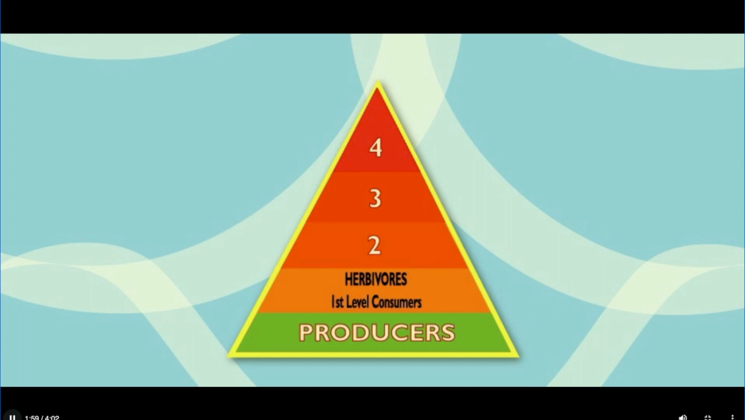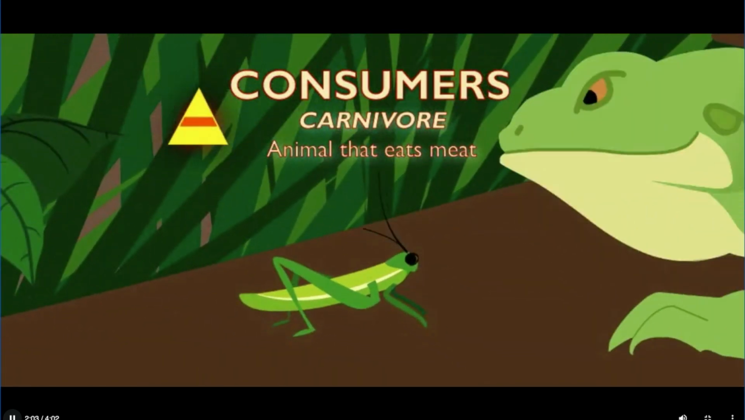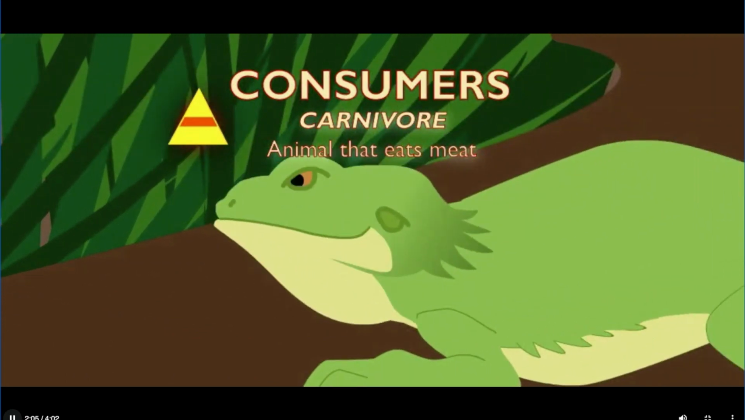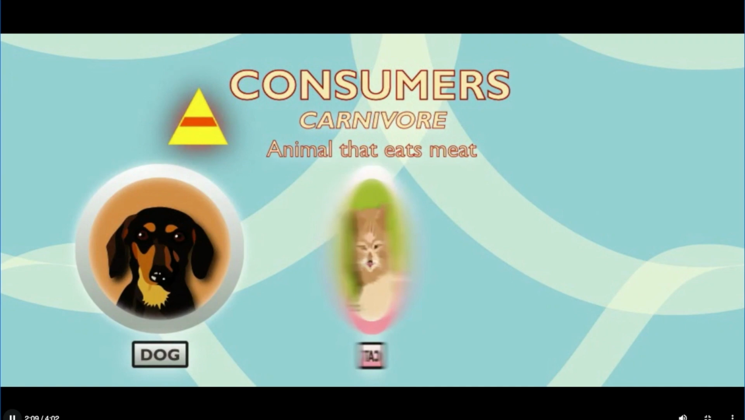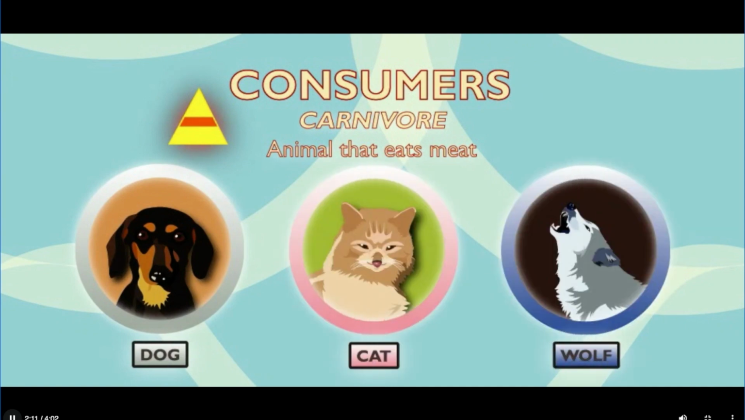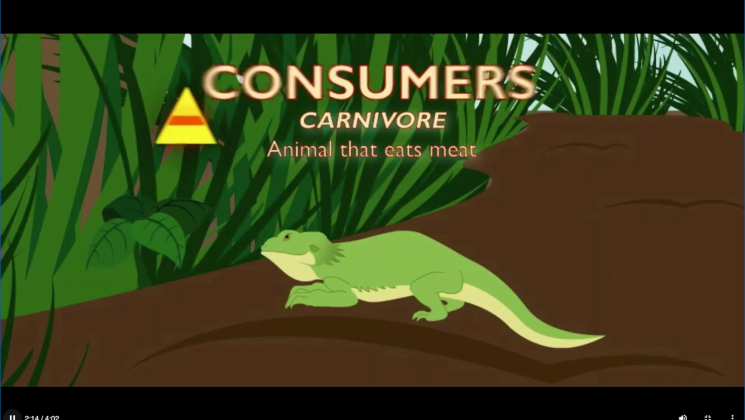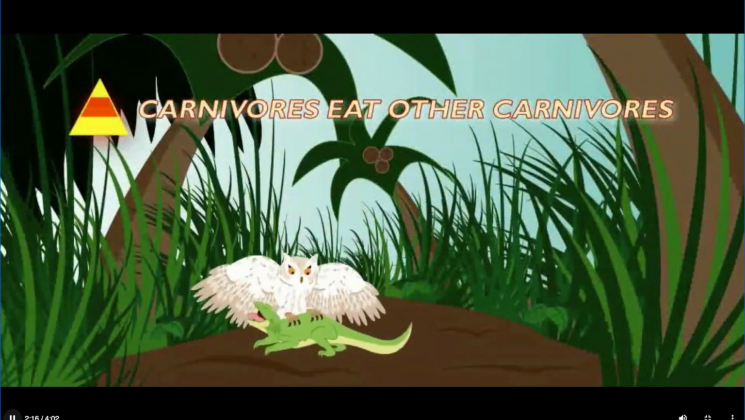Sweet. What about animals that eat meat? Carnivores. They get their energy by eating other insects and animals as meat. Rhino is a carnivore. So are other pets like dogs and cats, and wild animals like wolves. I hope nothing eats Rhinozilla. Carnivores do eat other carnivores.